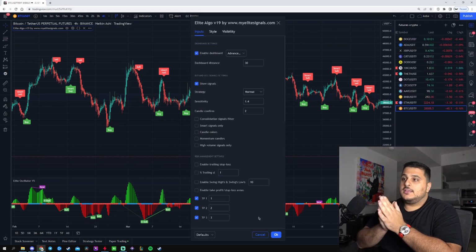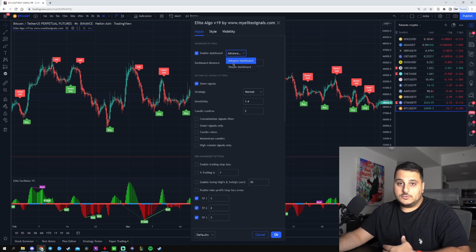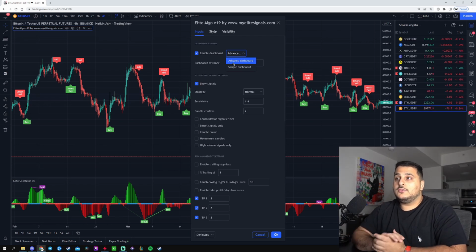Okay, so now that we know exactly how to bring up the settings for EliteAlgo, let's go over the first setting, which is the Elite dashboard. Now what we want to do is simply make sure that it is enabled if we want to use it. If you do not want to use it, you want to make sure that this is unchecked and it is not enabled. Again, if you want to use it, click it on. It's that simple. Now over here, we have the advanced dashboard and we have the simple one. The only difference is just how much information you want it to display. It's completely preference on how you want to use it. There's no right or wrong way to use this setting. So for now, we're just going to keep it on the advanced dashboard.